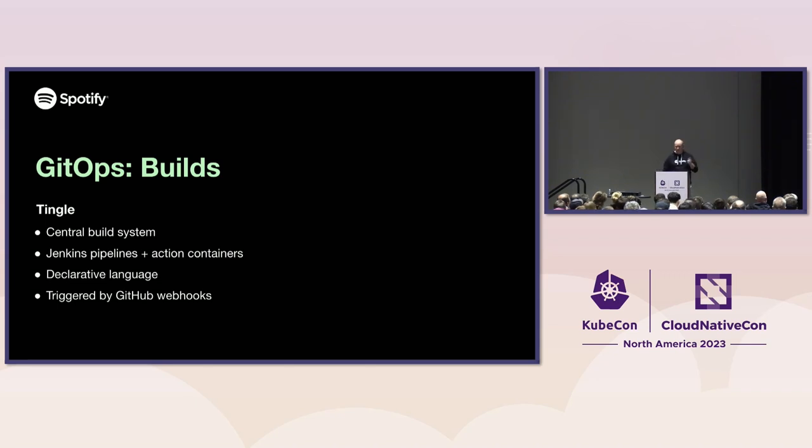Remember those principles of GitOps? The desired state of our build is stored declaratively, and it's in Git, so it's versioned and immutable. So lastly, we just need something to apply the changes automatically. So Tingle uses GitHub webhooks to trigger builds automatically.